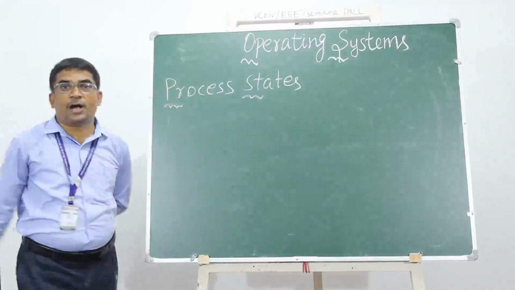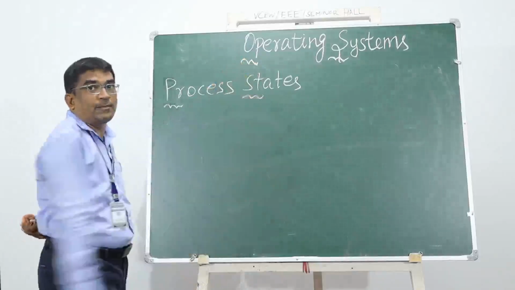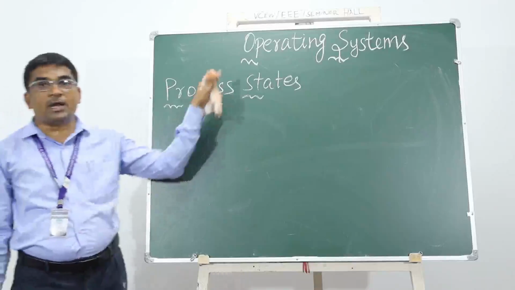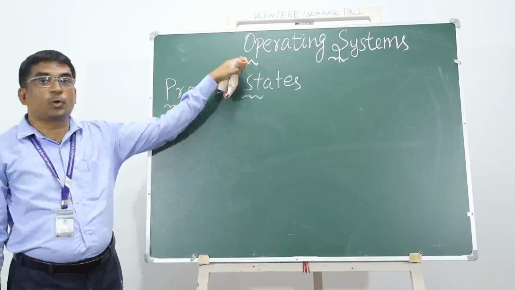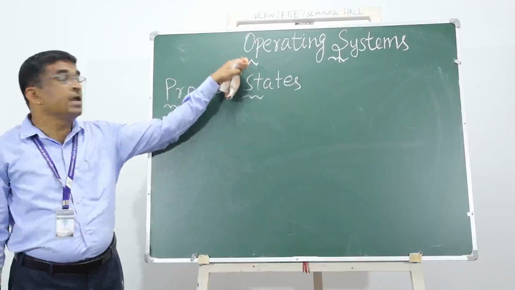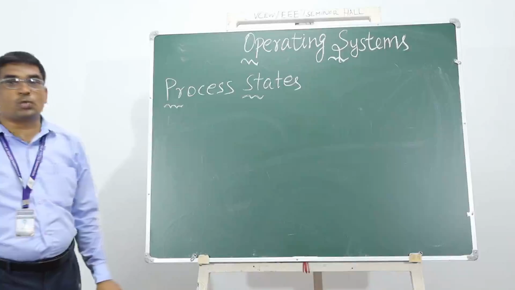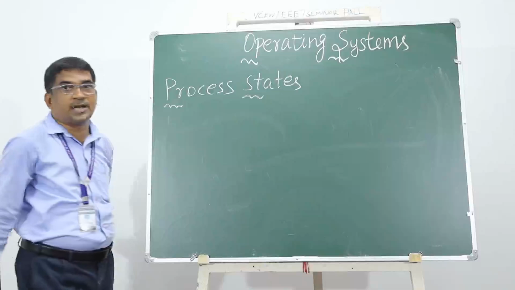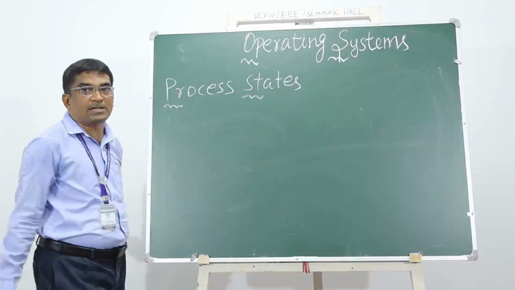What is the meaning of operating systems? An operating system is a control program which controls the components of hardware and the components of software. It is also a resource allocator, which allocates the resources to your programs. Okay, so in this process state transition we have important states of your processes.